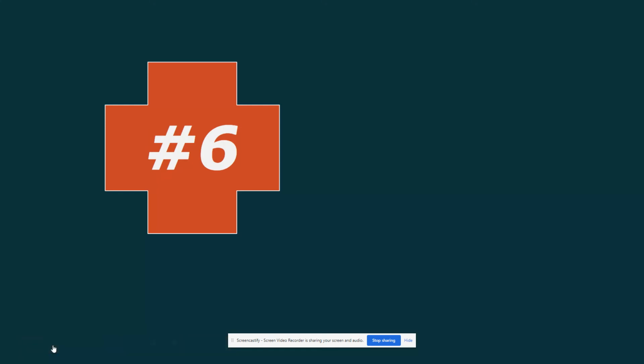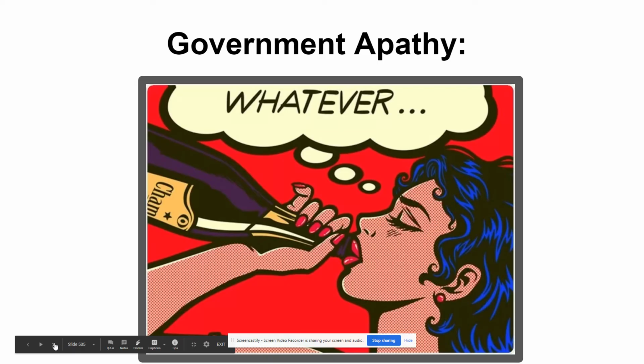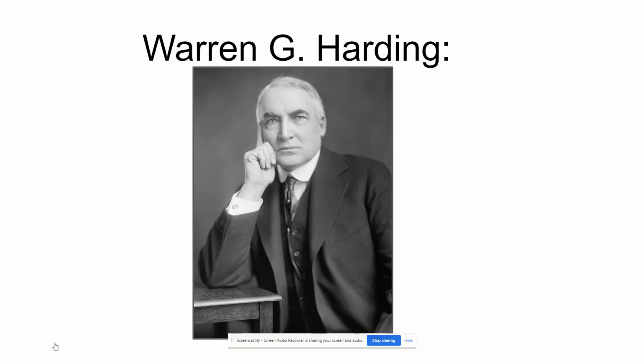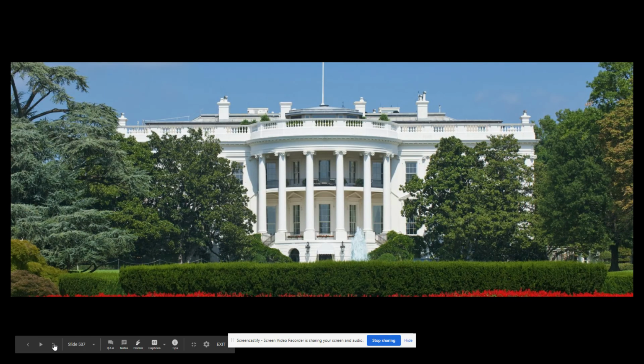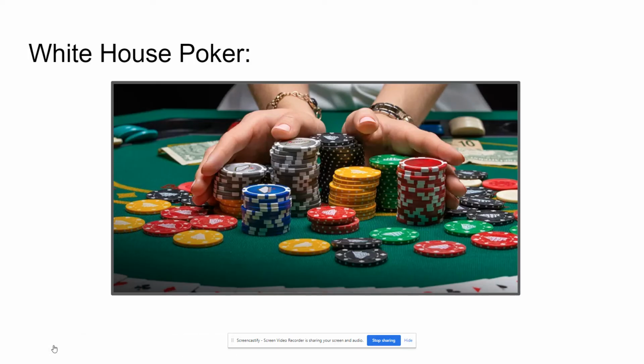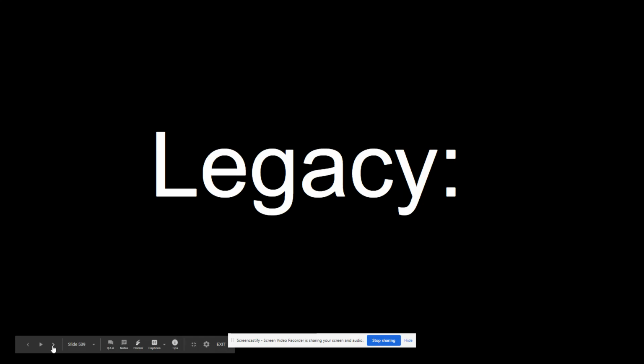Sixth reason why prohibition failed is government basic apathy and hypocrisy. Warren G. Harding, who was the first president under Prohibition, he would have a bootlegger come to the White House every week to sell alcohol that was served up at his weekly poker game. And that hypocrisy was well known. And Congress was drinking. Basically, the leadership was drinking. They just did not care about this.